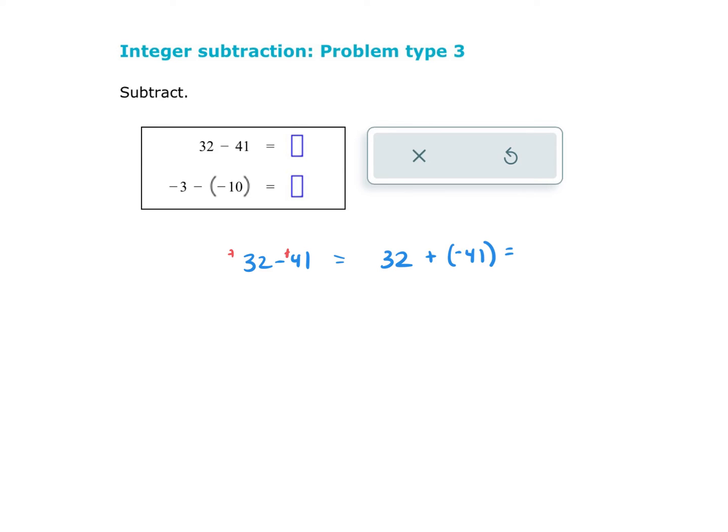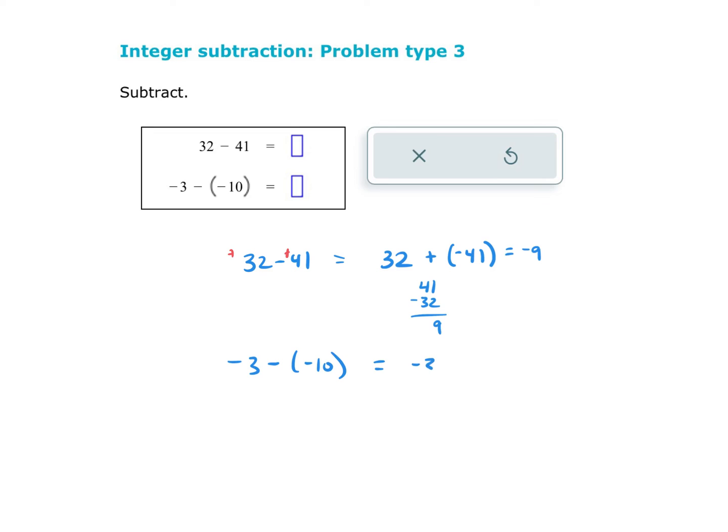And we have opposite signs now that we're trying to combine, so there are going to be 0 pairs that are canceling each other out. I have more negatives than positives, so I'm going to cancel out all the positives, and I'm left with 9 negatives. And our last one, -3 minus -10.